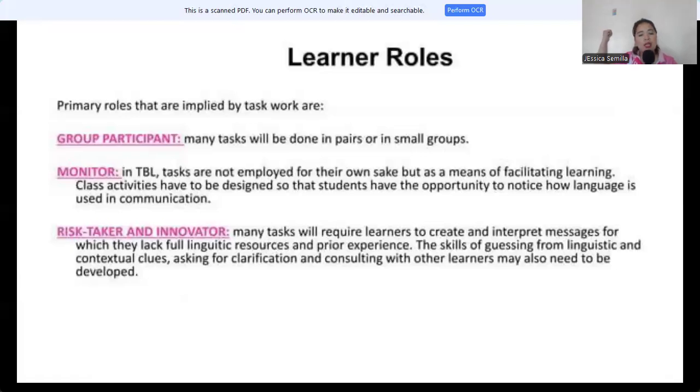They are risk takers and innovators because most of them are very creative and they interpret what is given for the instruction. And they have the full resources and prior experiences. Then they try to look for clarification, consult with the teacher, and that's it.